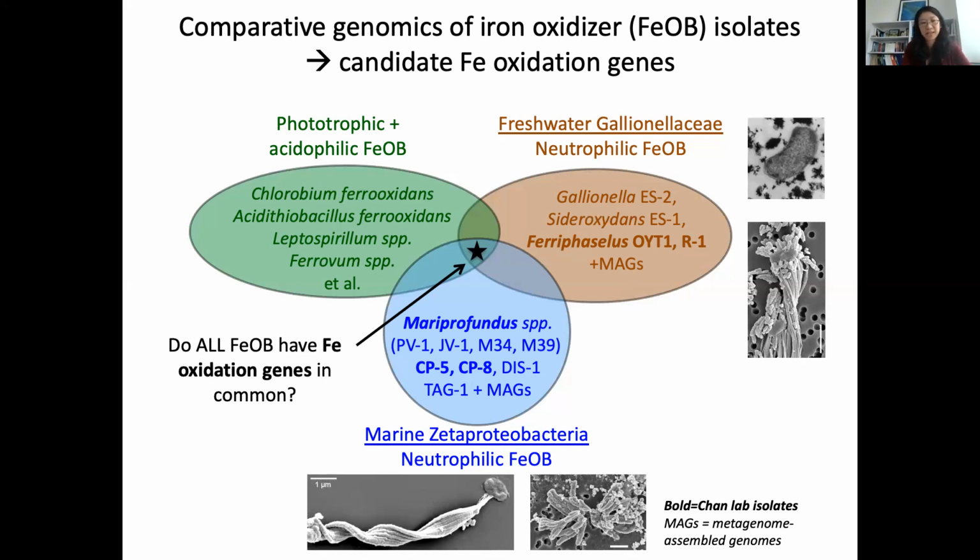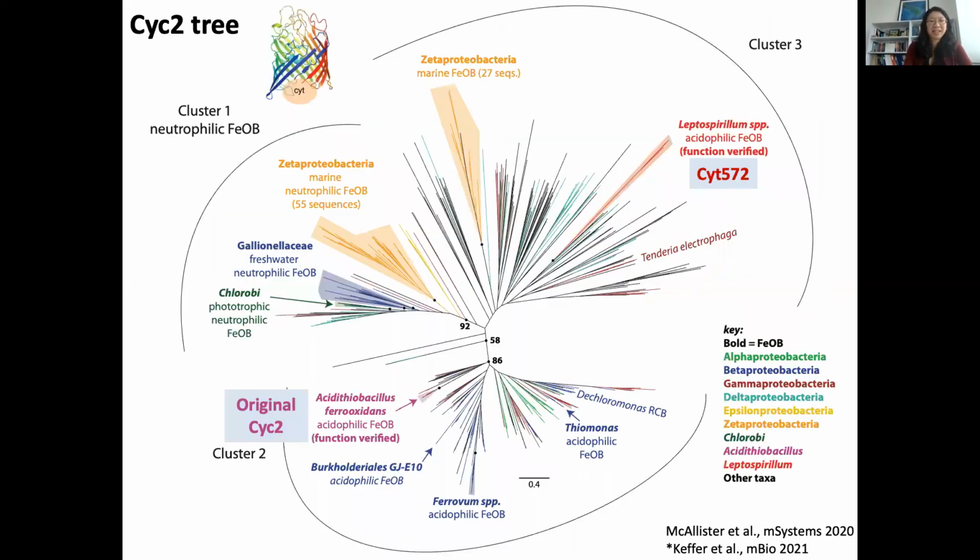And the question is, is there one gene in common? This was harder than it looked, right? But the answer was amazingly yes. There was one gene, and this is the amino acid tree that goes along with it, that is a cytochrome gene. And it was originally characterized in Acidithiobacillus ferrooxidans and named CYC2, so cytochrome C2. We call it Cyt2. And it was functionally characterized in Acidithiobacillus.